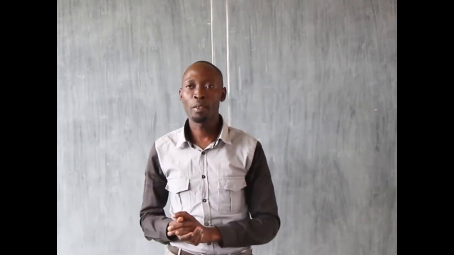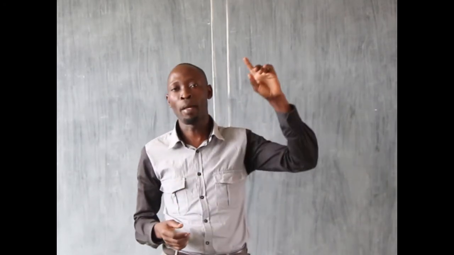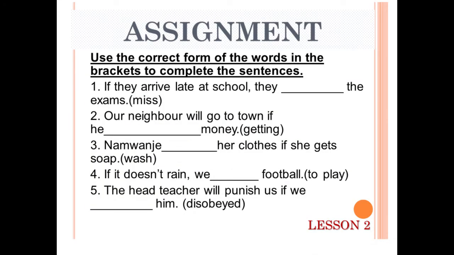Candidates, before I leave you, I want to give you a simple assignment, our third, because the other time I gave 2. And it says, use the correct form of the words in the brackets to complete the sentences. Meaning that those words that have been given to you are in wrong form. Identify the right form and use those forms you have identified to fill those blank spaces.